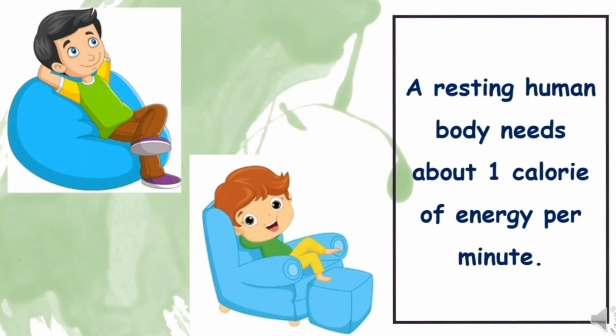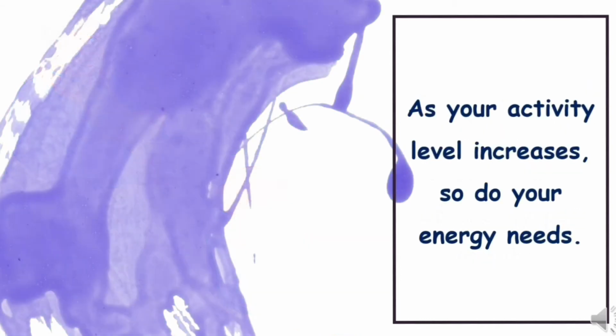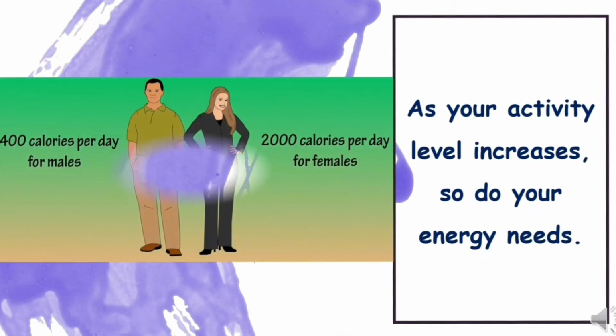A resting human body needs about 1 calorie of energy per minute. So every minute you need 1 calorie even when you're resting. So if you're resting the whole day, you still need around 1400 calories. And if you are doing more activity, you need more. As your activity level increases, so do your energy needs.